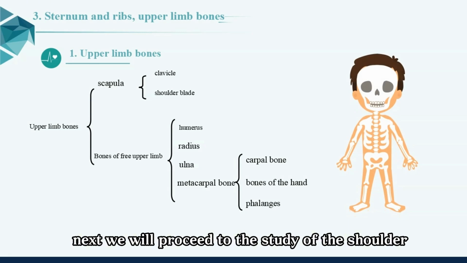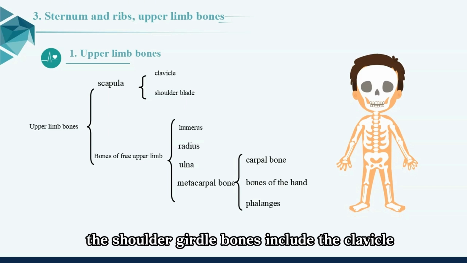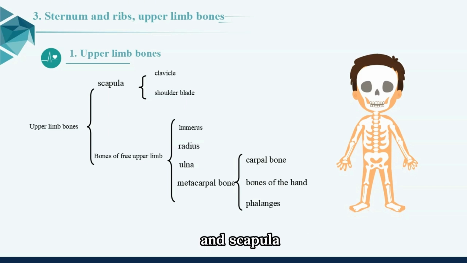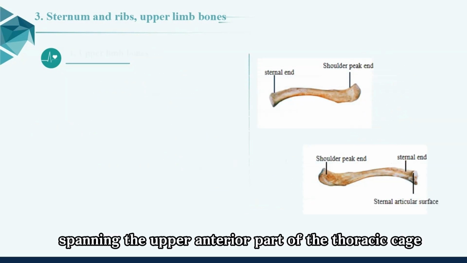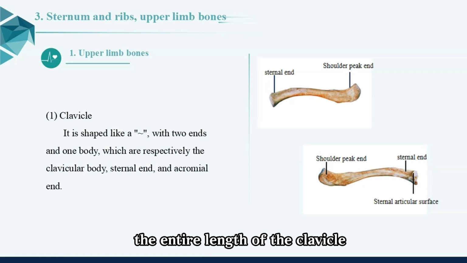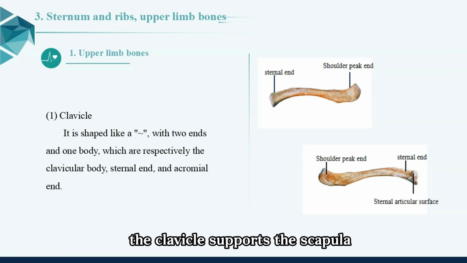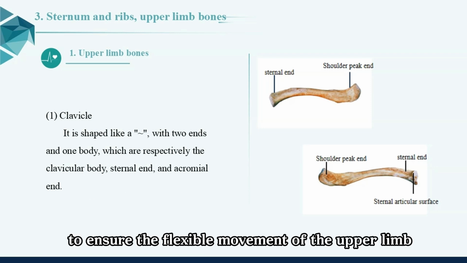Next, we will proceed to the study of the shoulder girdle bones. The shoulder girdle bones include the clavicle and scapula. The clavicle is S-shaped, curved and spanning the upper anterior part of the thoracic cage. The entire length of the clavicle can be palpated on the body surface. The clavicle supports the scapula outside the thoracic cage to ensure the flexible movement of the upper limb.